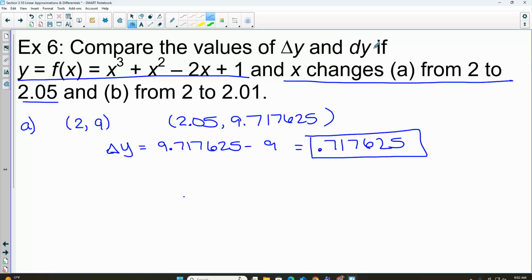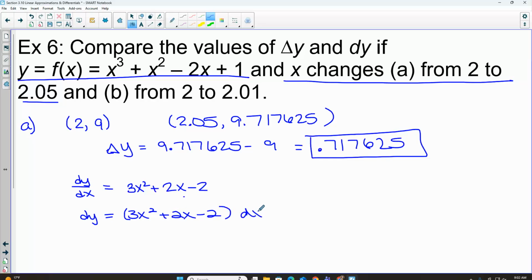I want to compare that to dy. So think about our differentials from Friday. dy dx, if I did the derivative of this, that's the same thing as f prime. So that would give us 3x squared plus 2x minus 2. So my actual dy is 3x squared plus 2x minus 2 times dx.